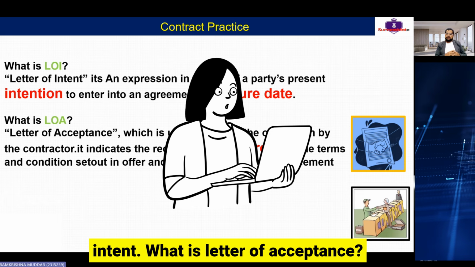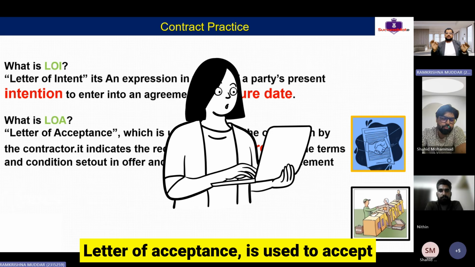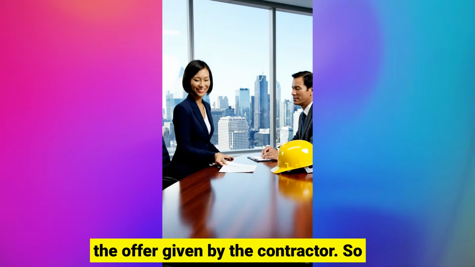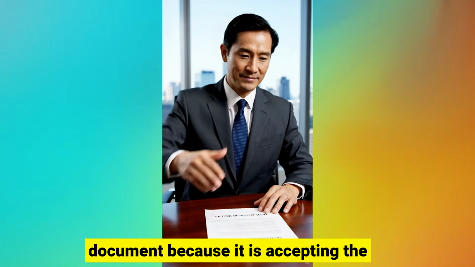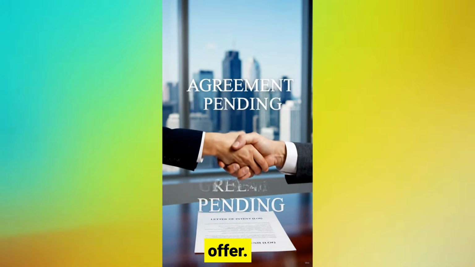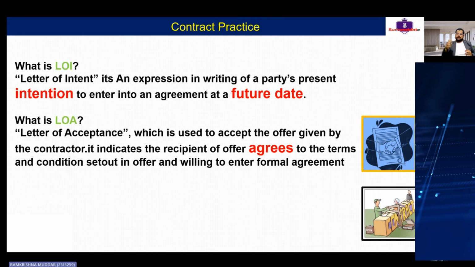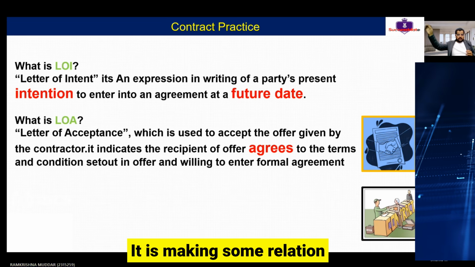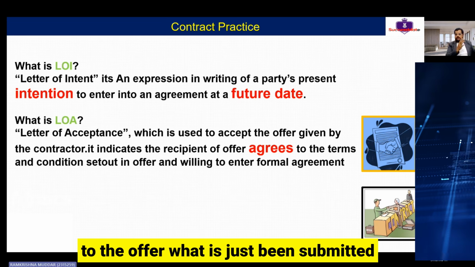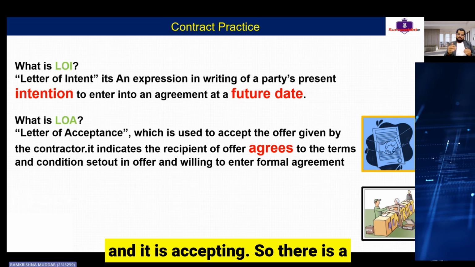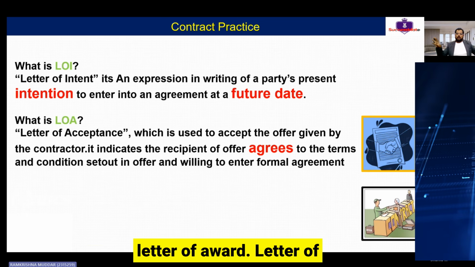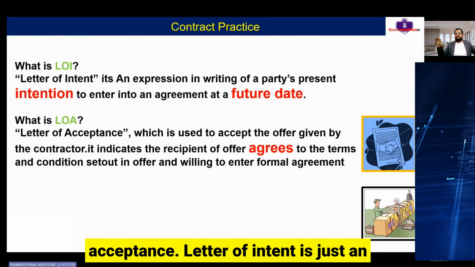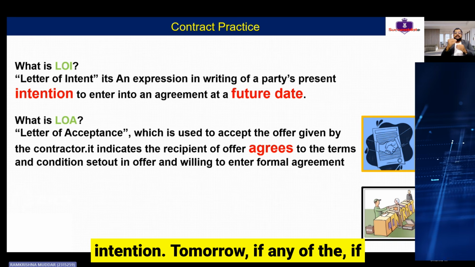What is a letter of acceptance? A letter of acceptance is used to accept the offer given by the contractor. So a letter of acceptance is a more binding document because it is accepting the offer. It is making some relation to the offer that has been submitted, and it is accepting. So there is a difference between a letter of intent and a letter of acceptance. A letter of intent is just an intention.